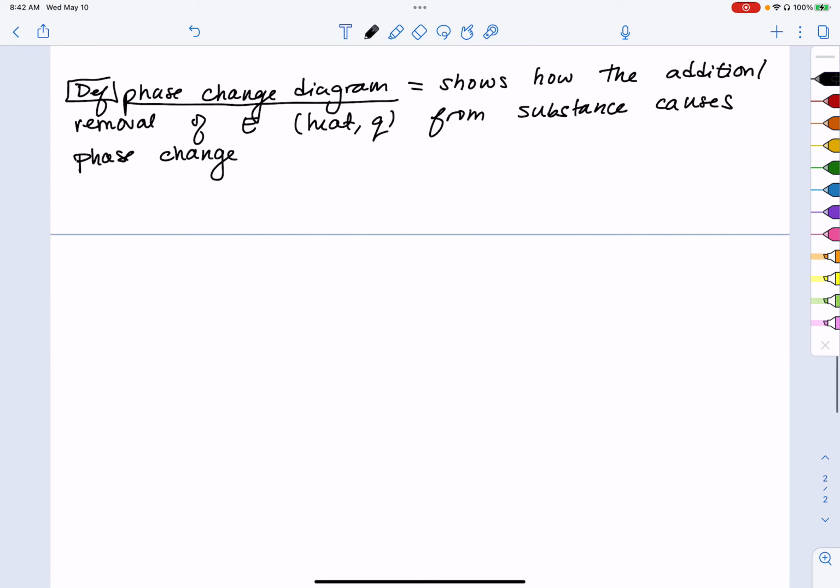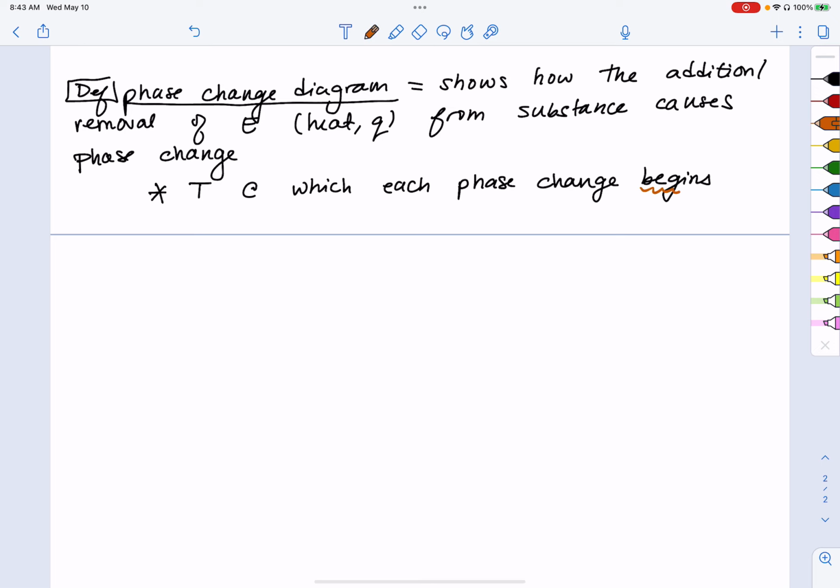And specifically, it shows us the temperature at which each phase change begins. So what do I mean when I say each phase change begins?